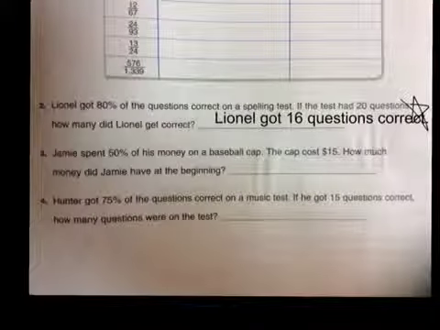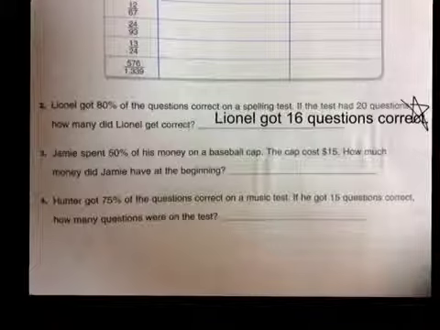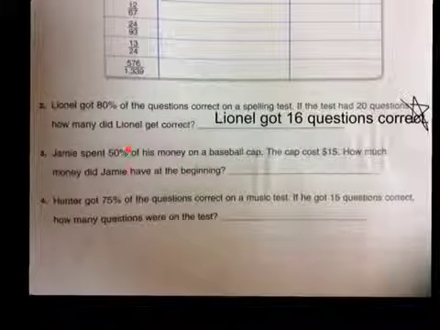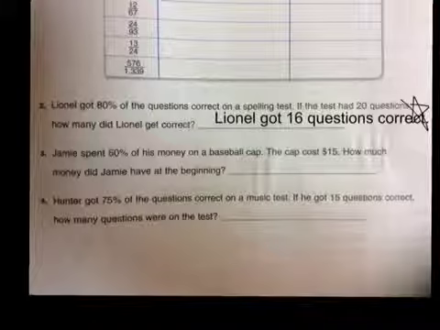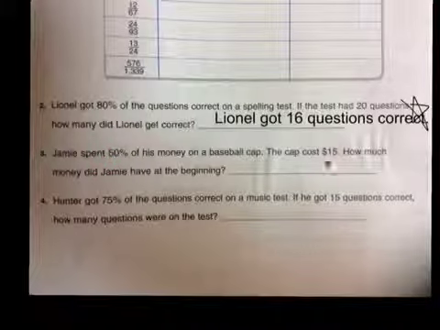Go ahead and use the same method I used to solve questions 3 and 4. Jamie spent 50% of his money on a baseball cap. So it's 50 over 100. The cap cost $15. How much money did Jamie have? So $15 is 50%. So you're looking for the denominator in this fraction.